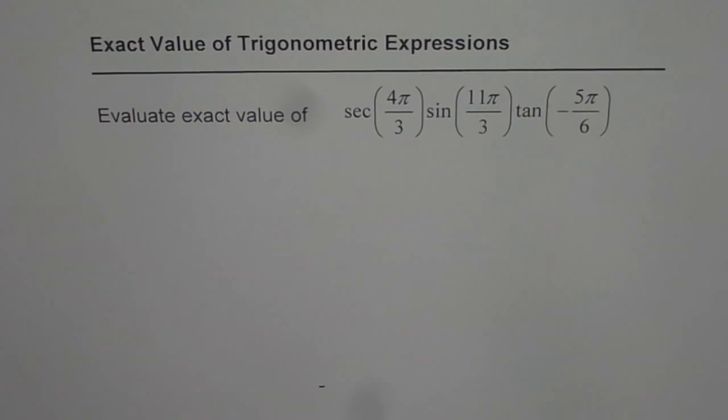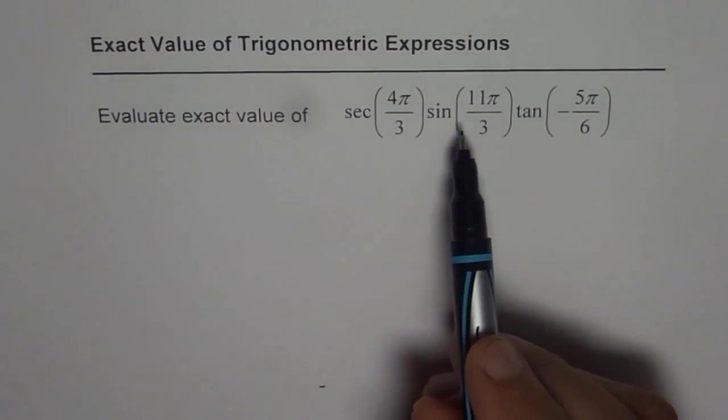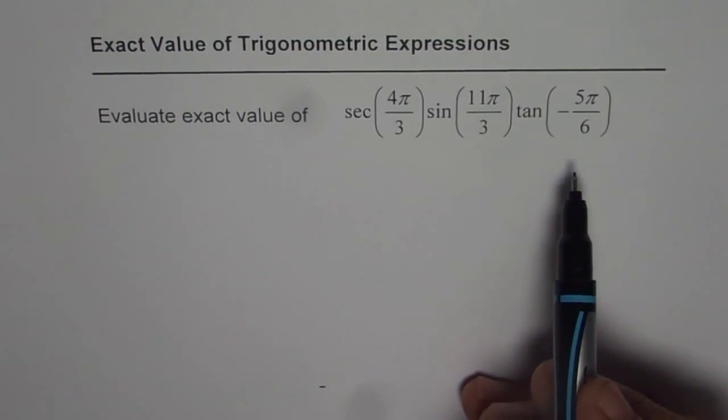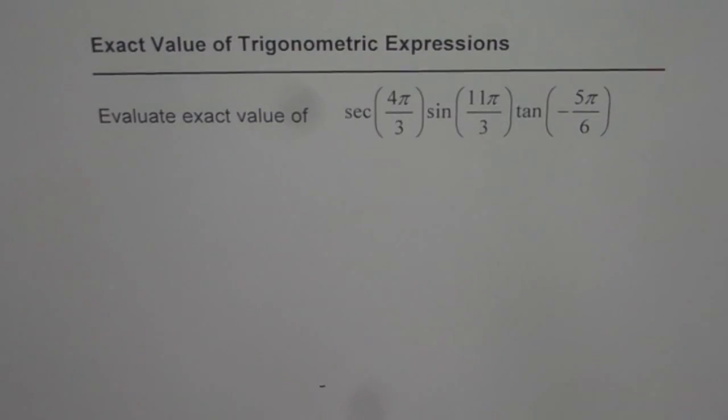Exact value of trigonometric expressions. Evaluate the exact value of secant 4 pi by 3 times sine 11 pi by 3 times tan minus 5 pi by 6. I'm Anil Kumar, and in this video I will show you the technique of doing it. We actually follow three simple steps.